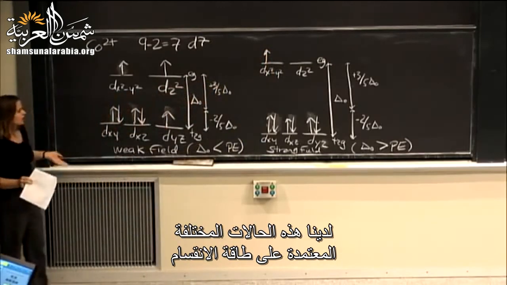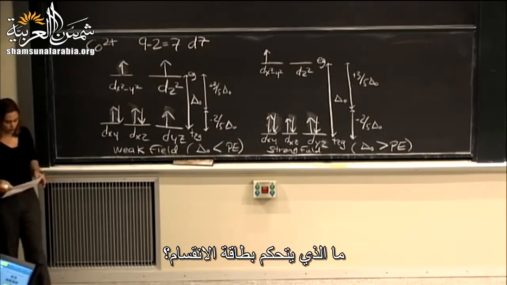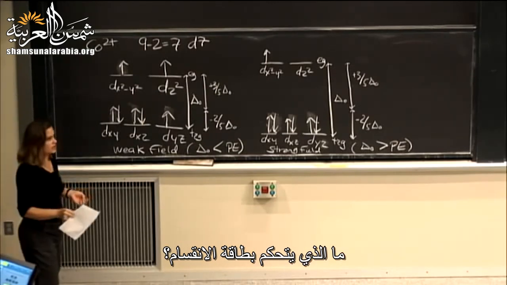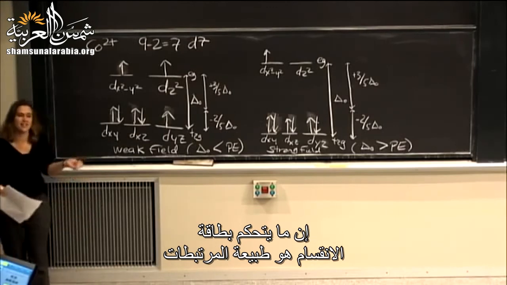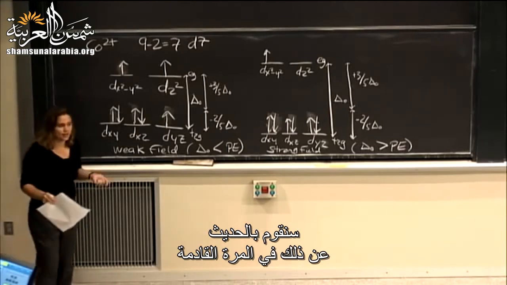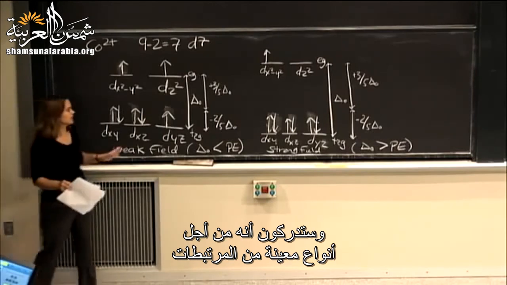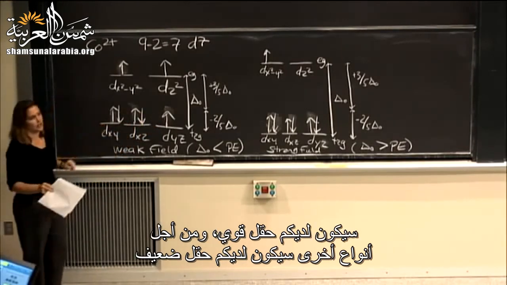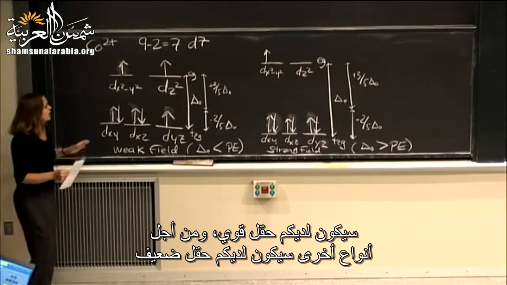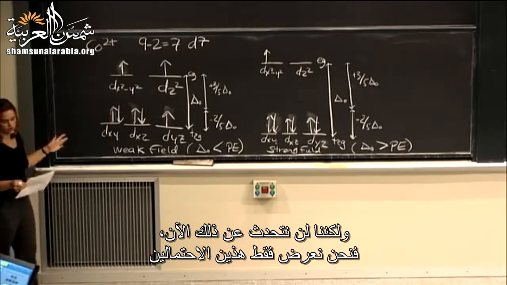So we have these very different cases depending on the splitting energy. So what controls the splitting energy? Well, what controls the splitting energy is the nature of the ligands. We're going to be talking about that next time. And you'll recognize for certain kinds of ligands, you're going to have a strong field, and other kinds, you'll have a weak field. But right now, we're not talking about that. We're just showing those two possibilities.